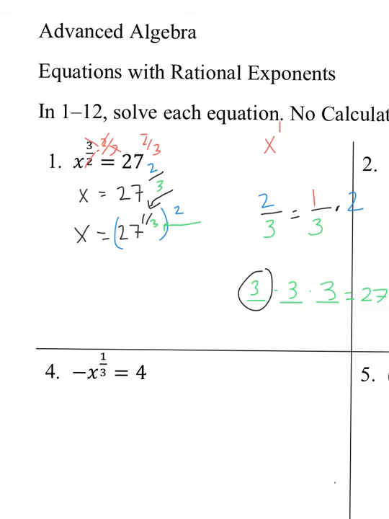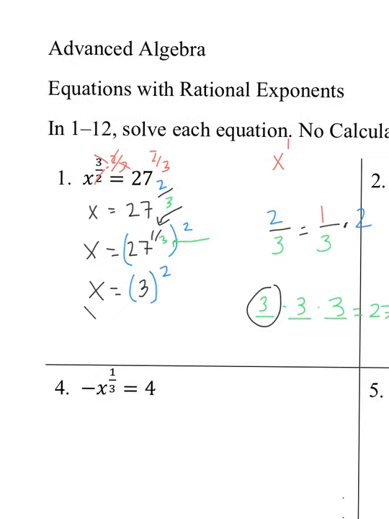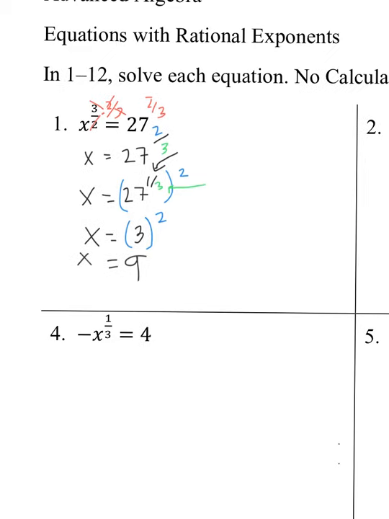So we have x equals, in parentheses, 3 squared. 3 squared is equal to 9. So we'll get x equals 9. So we have to figure out, all right, does this check? In order to check our work, we're going to substitute this 9 in for this x. So it's going to be 9 to the exponent 3 halves. Does that equal 27?